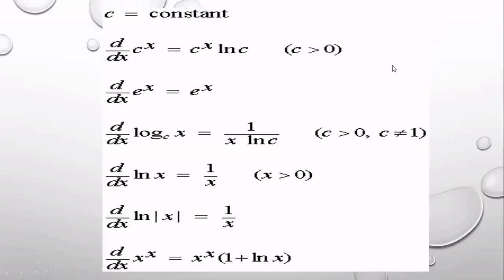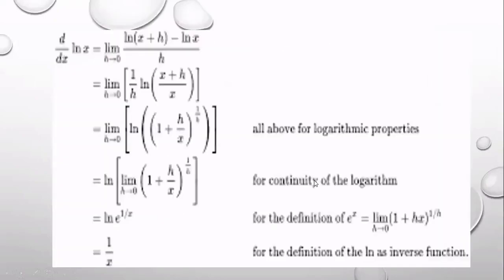Constant, e to the power x. That's also too much; no need for this. Here you see ln x, its derivative is 1 over x. So ln x gives 1 over x. No need for this, but it is for your information.